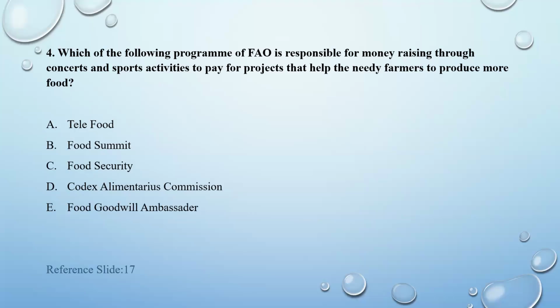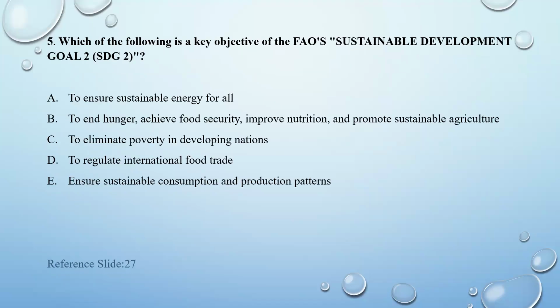The fourth MCQ is, which of the following programs of FAO is responsible for money raising through concert and sports activities to pay for the projects that help the needy farmers to produce more food? A, Telefood. B, Food Summit. C, Food Security. D, Codex Alimentarius. E, Food Goodwill Ambassador. Yes, A is the right answer, Telefood.